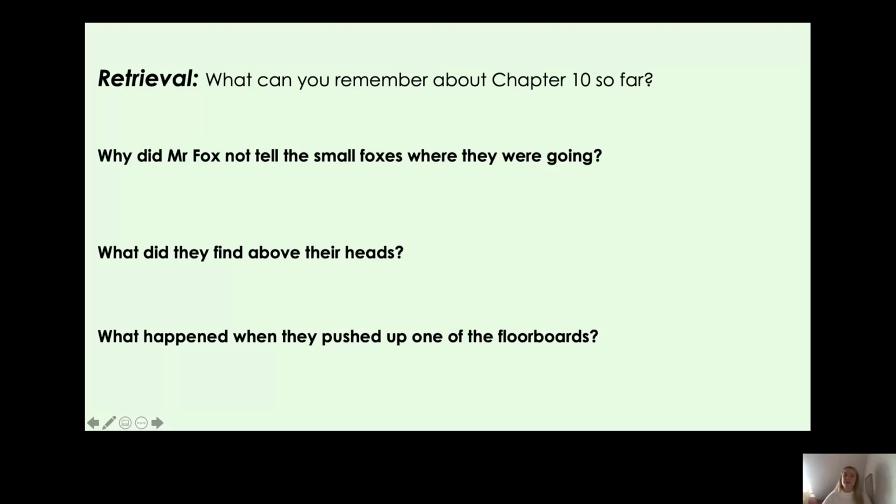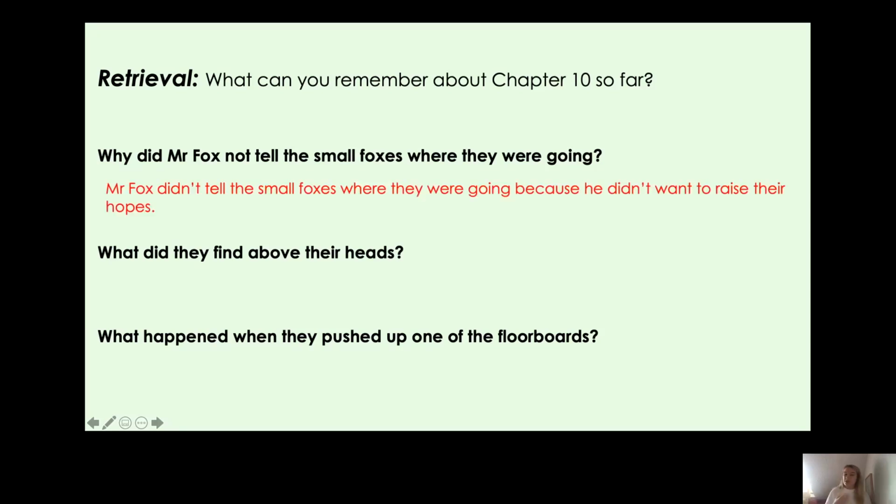Okay, Year 2, so let's go through the answers together. Well, number 1, why did Mr. Fox not tell the small foxes where they were going? Because they just left their house, hadn't they, without Mrs. Fox, and the small foxes and Mr. Fox were going on a little adventure. But Mr. Fox wasn't quite sure that he was going to end up where he wanted to. So therefore, Mr. Fox didn't tell the small foxes where they were going because he didn't want to raise their hopes. He didn't want to get them excited because they might not end up where they wanted to be.